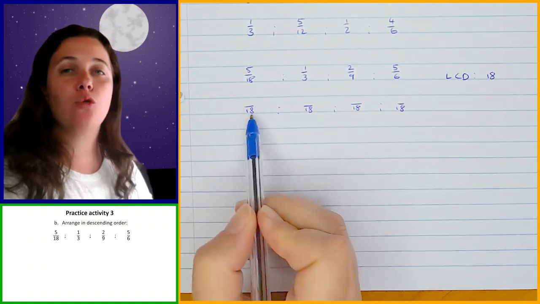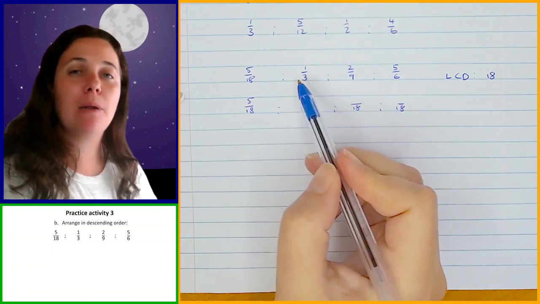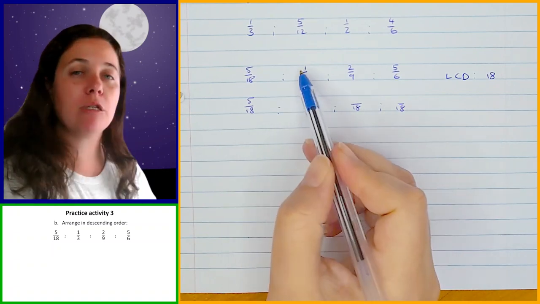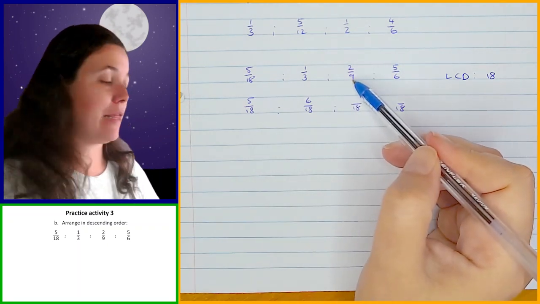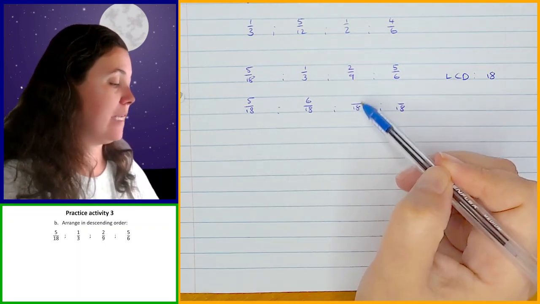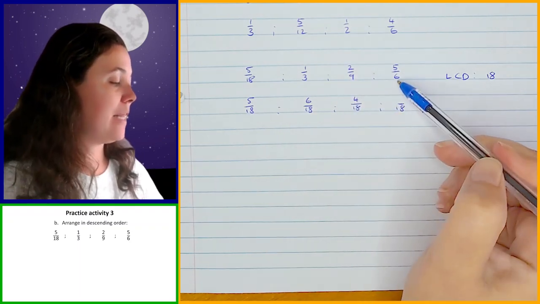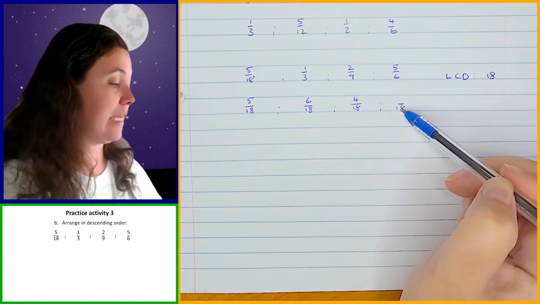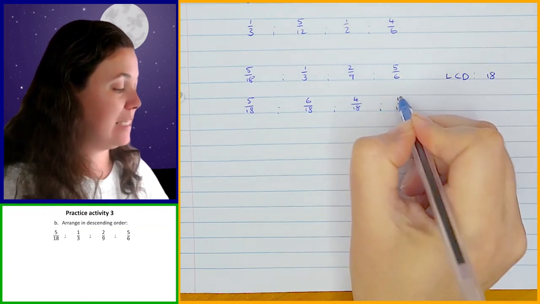So now I'm going to change everything to something over 18. The first one is already over 18, so I don't need to do anything. It stays as it is. This one, I need to multiply 3 by 6 to get 18, so I need to multiply the 1 by 6 as well. That gives me 6 over 18. The next one, I need to multiply the 9 by 2 to get 18, so I need to multiply the top by 2 as well, giving me 4 over 18. And then here, I need to multiply the 6 by 3 to get 18, so I need to multiply the numerator, the 5, by 3 as well, giving me 15 over 18.